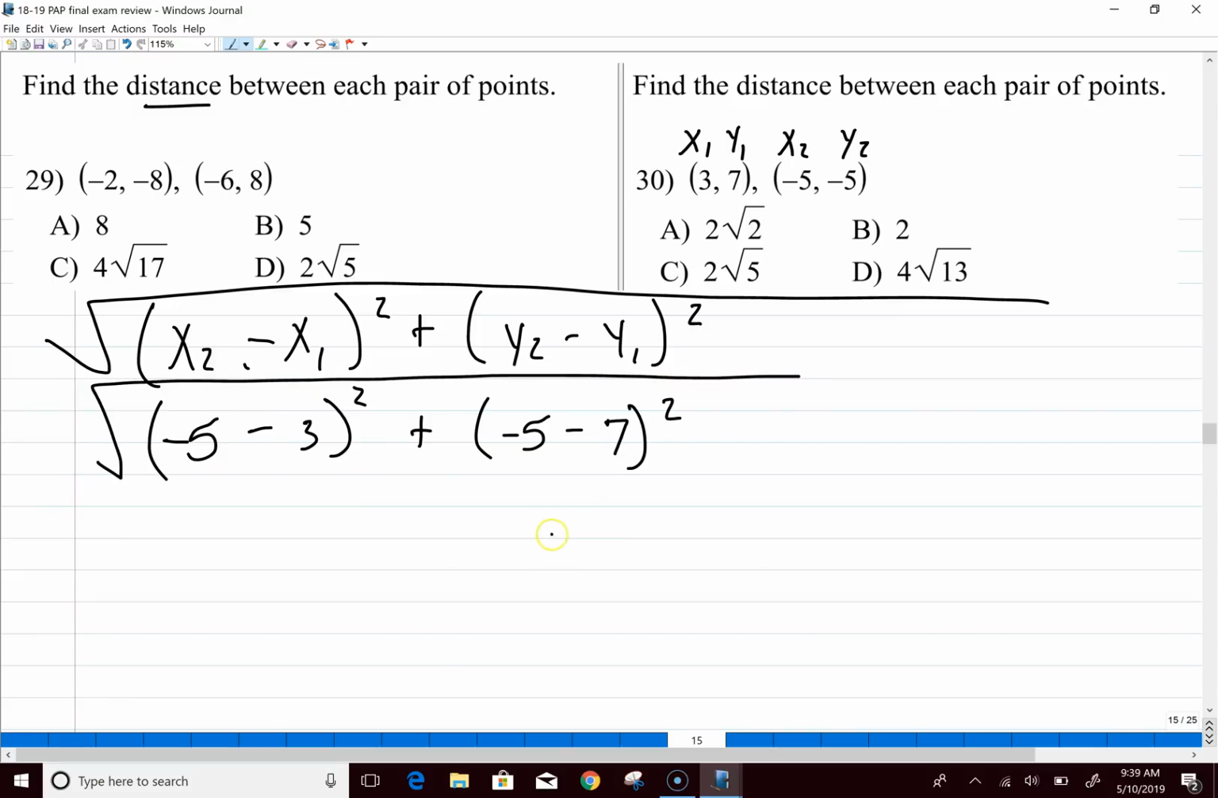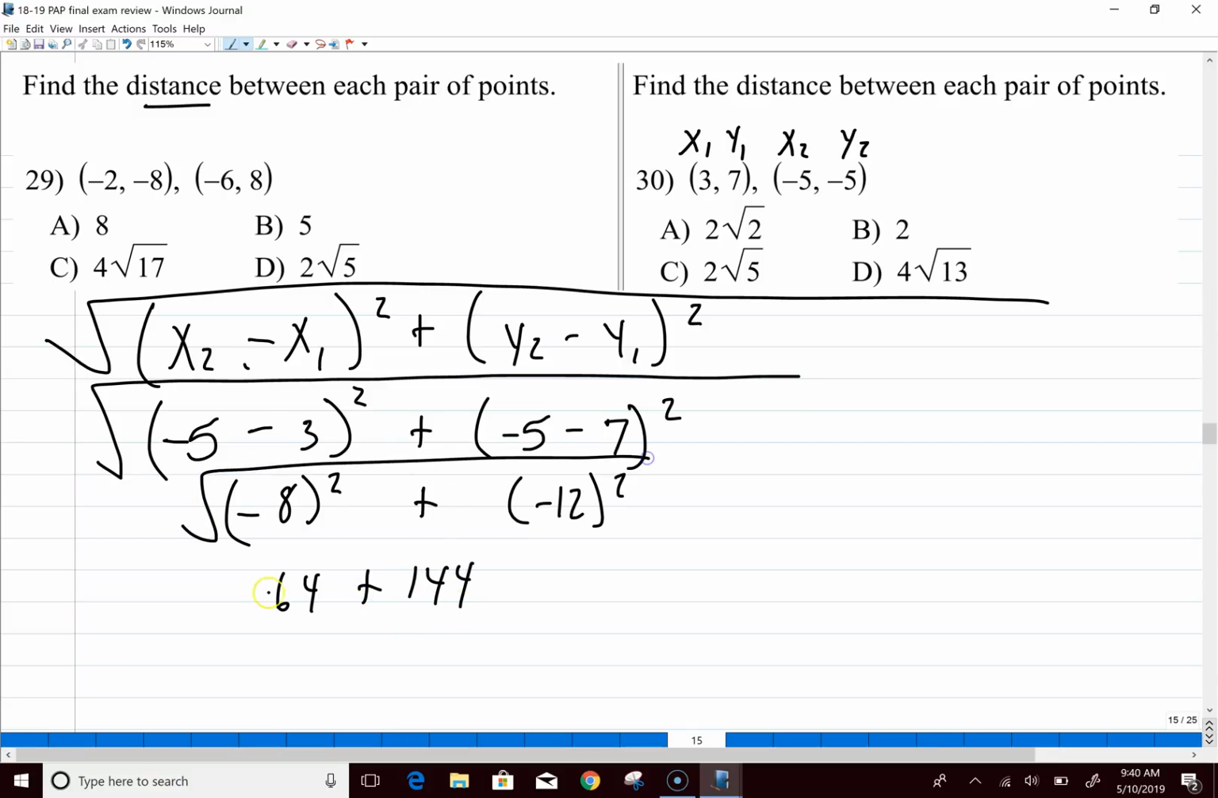Now you can put all this in the calculator, but it's worthless because it gives you a decimal, which is fantastic. -5 minus 3 is -8 squared. -8 squared is 64 because -8 times -8. Negative 5 minus 7, that's negative 12. And negative 12 squared is 144. So you take the square root, and then you get 64 plus 144.